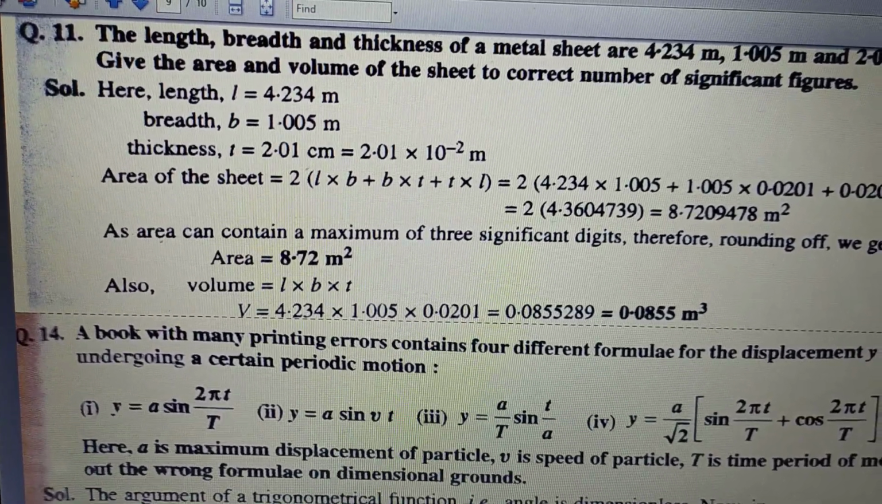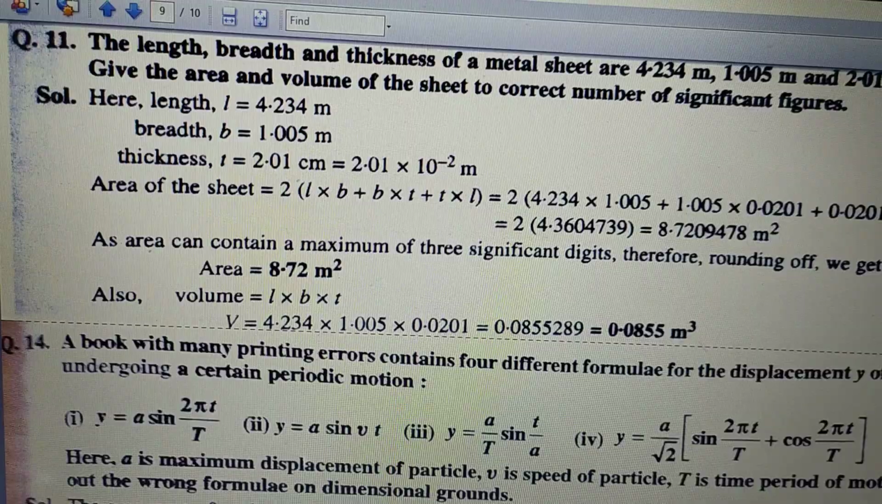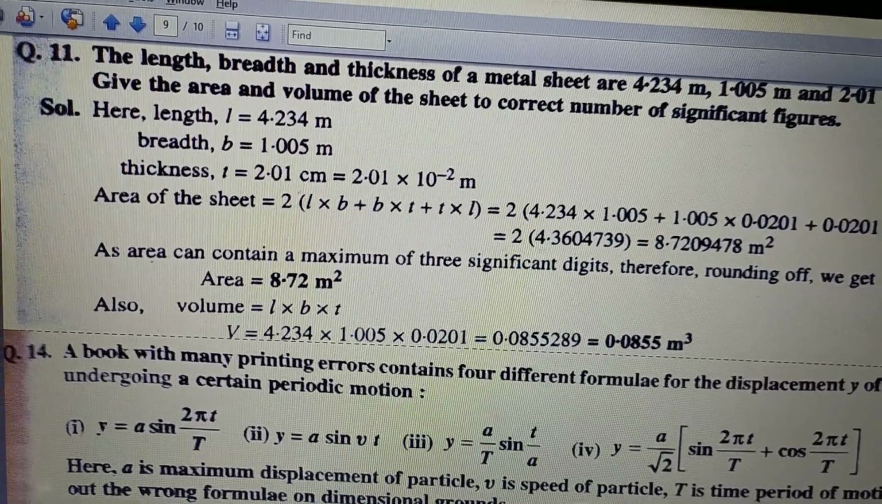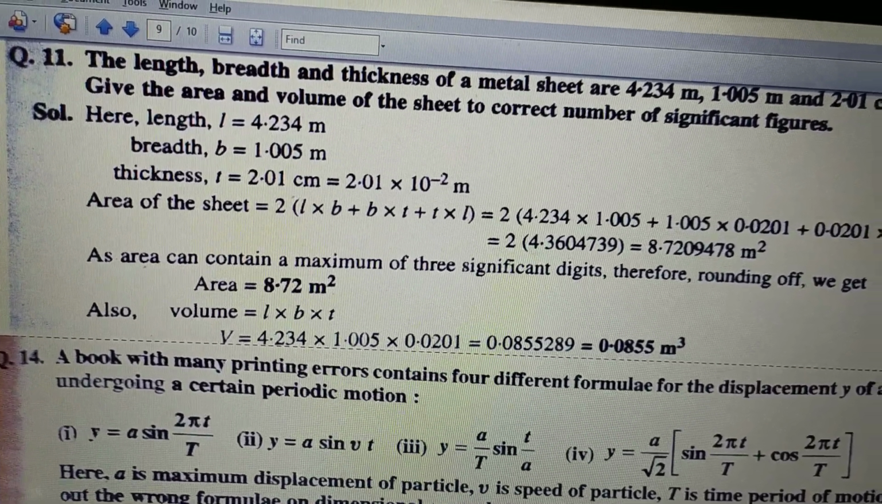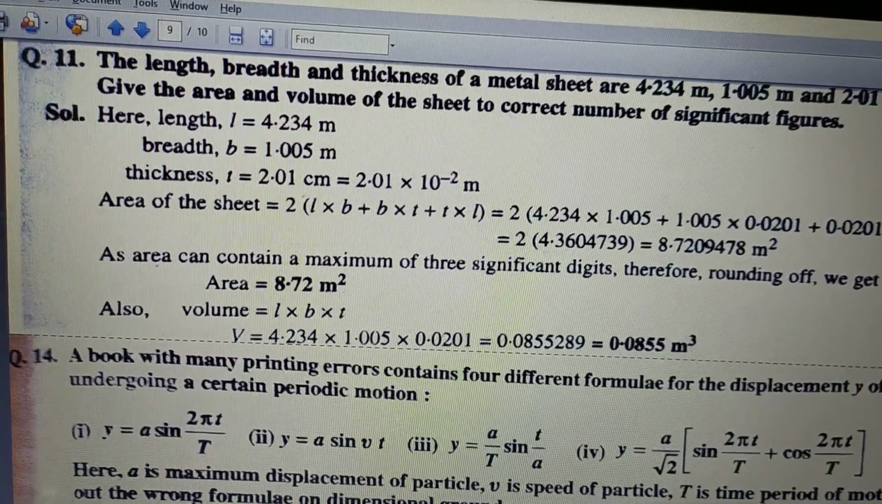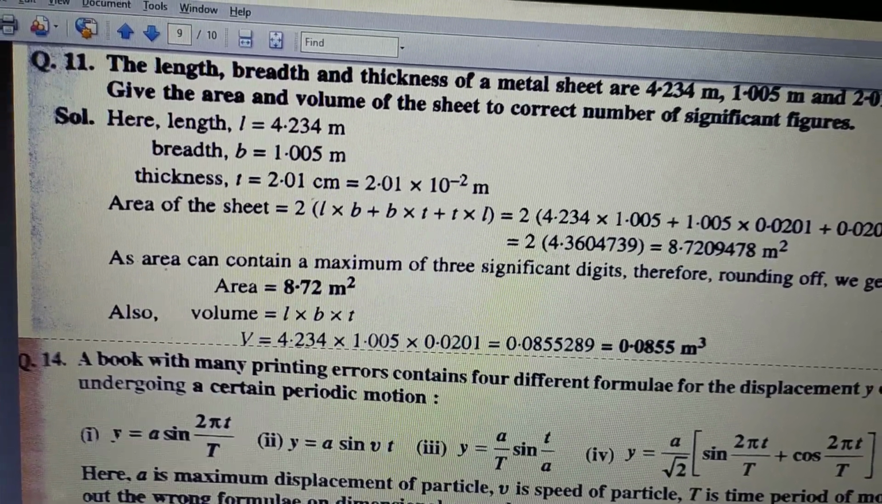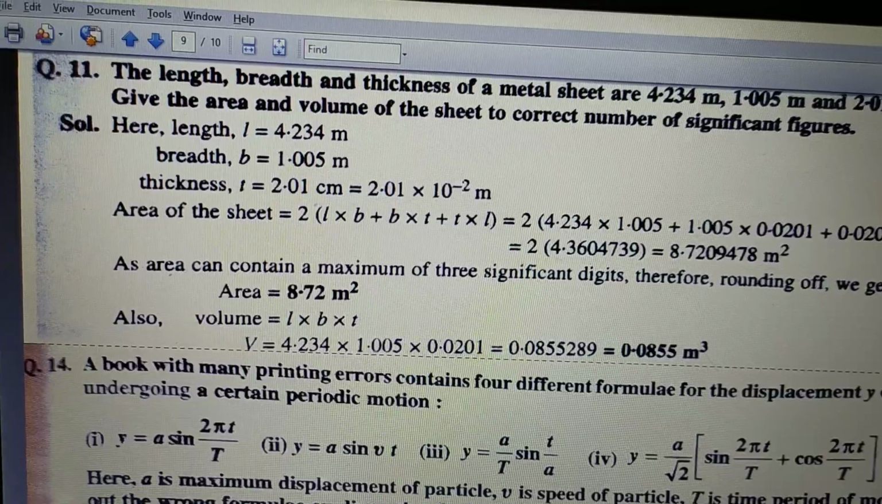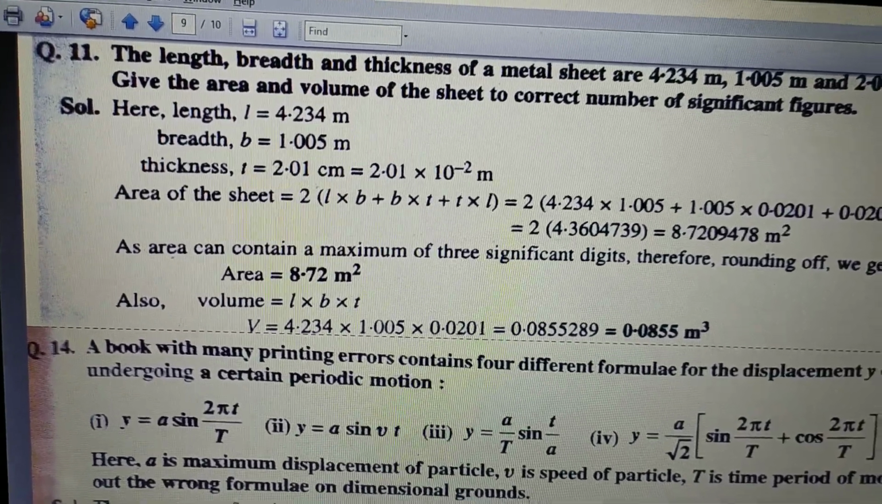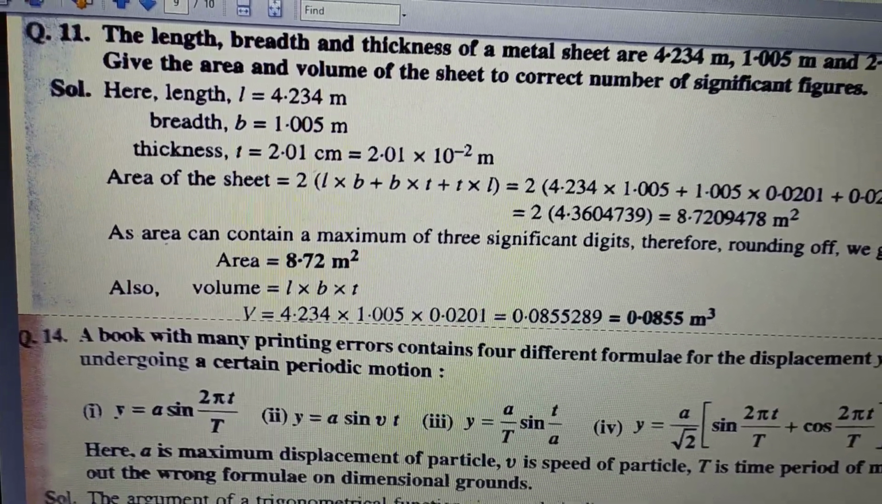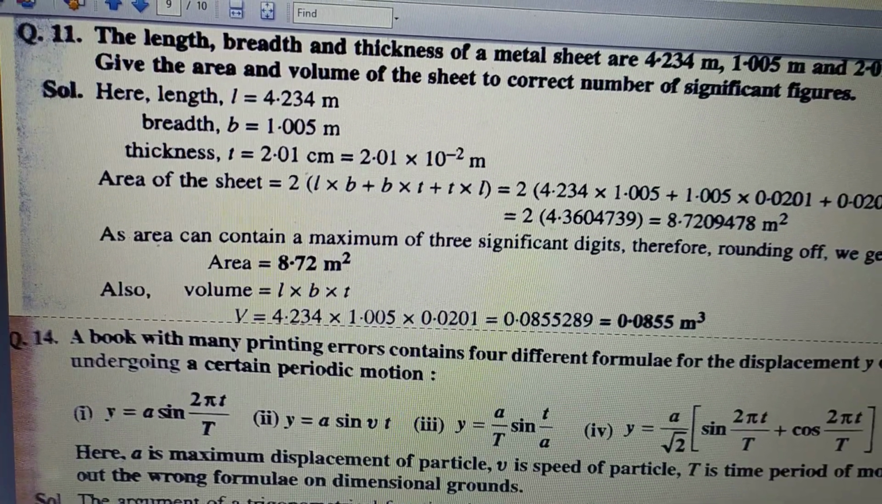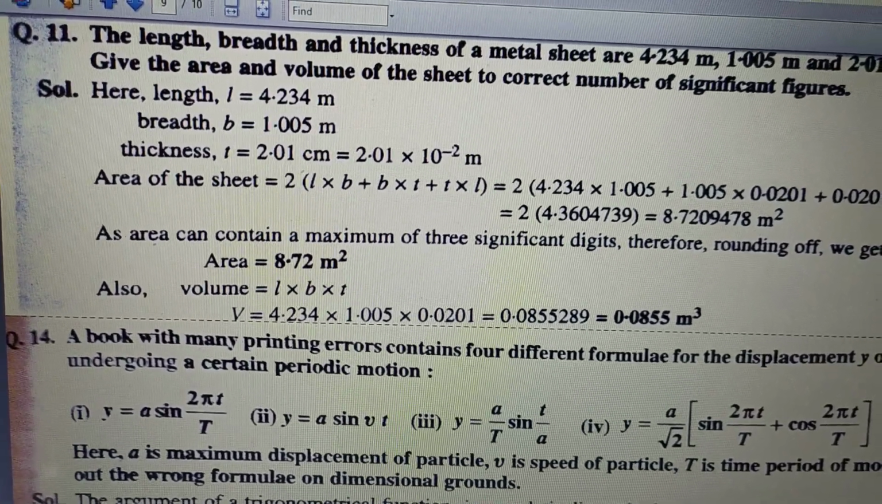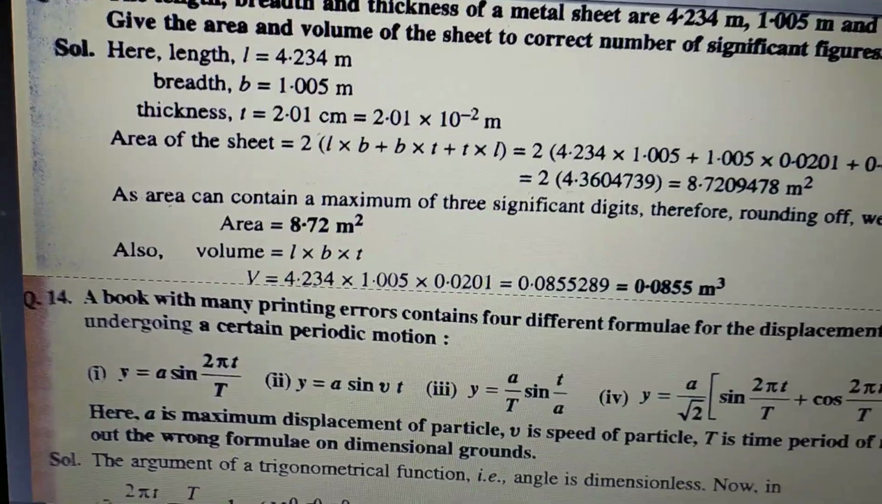Okay, so we can round off this result up to 3 significant digits, or 4 decimal places. Why? Because the zeros which are put ahead of the number are insignificant. So the number of significant digits in this value will be 3. So we can round off and get the volume as 0.0855 meter cube.